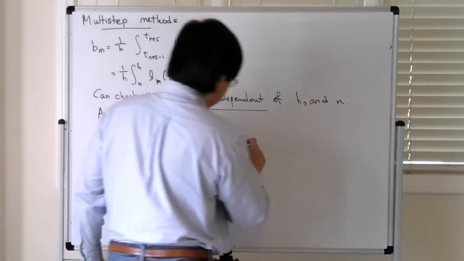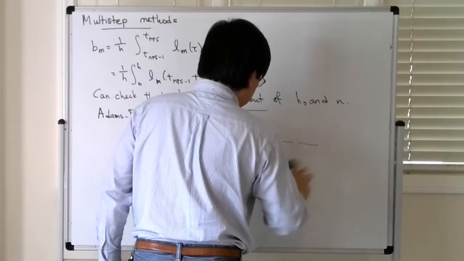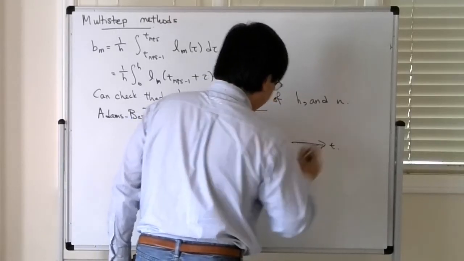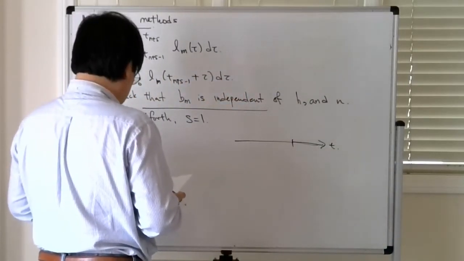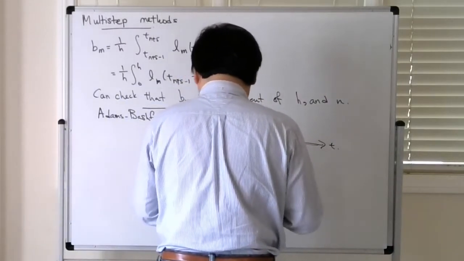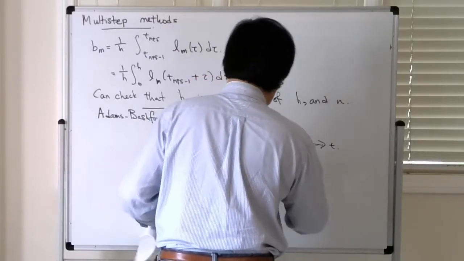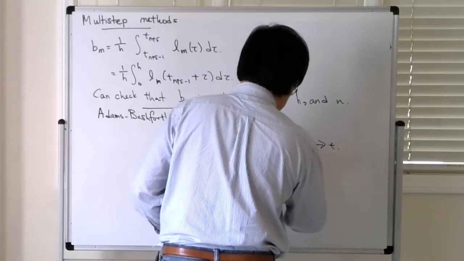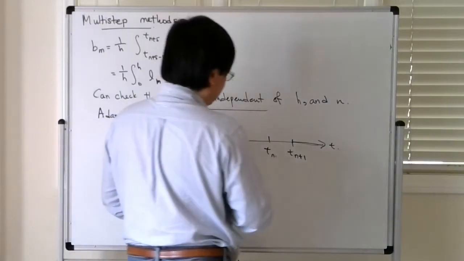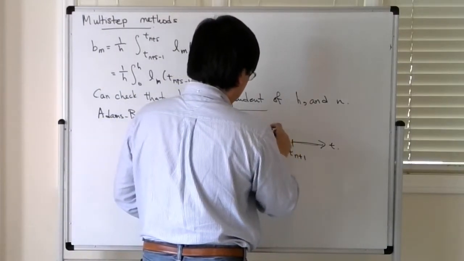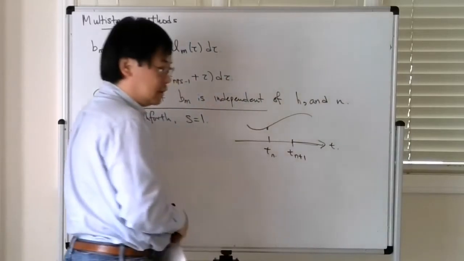So what's happening in the s equals 1 case? You have some time t, and you have t n plus 1, and you have tn. And what you want again is an integral from tn to tn plus 1 of the vector field f.